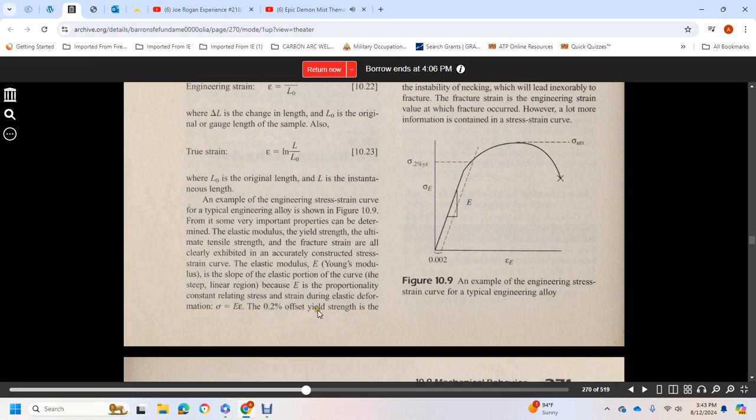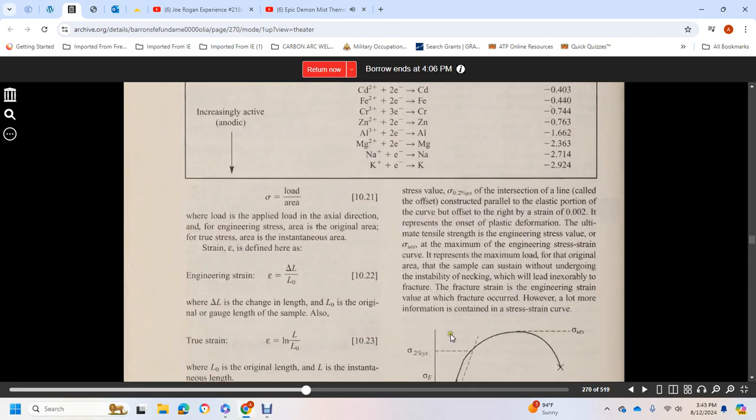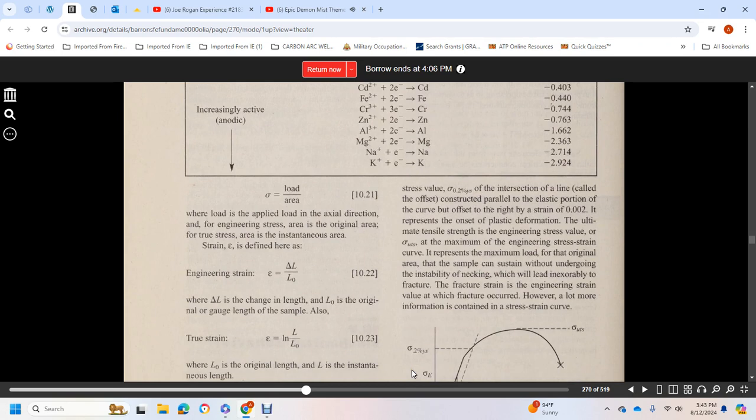The 0.2% offset yield is the stress value at the intersection of the curve with a line, called the offset line, constructed parallel to the elastic portion of the curve but offset to the right by a strain of 0.002. That represents the onset of plastic deformation. Ultimate tensile strength is the engineering stress value at the maximum of the engineering stress-strain curve. It represents the maximum load the original area of the sample sustained, with the material undergoing unstable necking that will lead inexorably to fracture. The fracture strain is the engineering strain value at fracture.